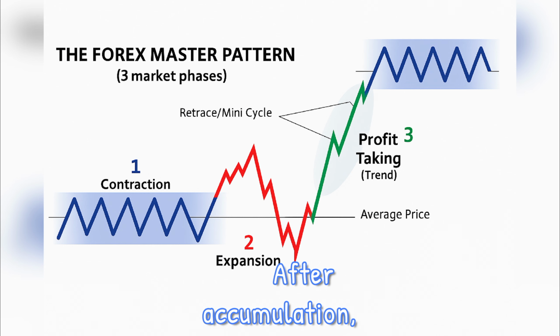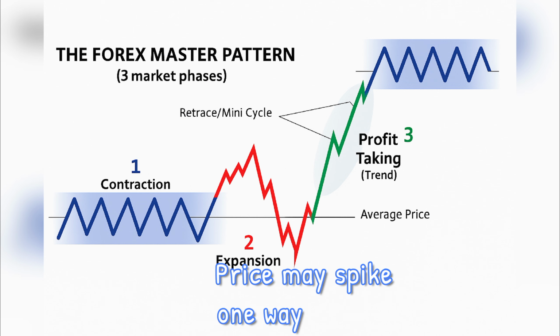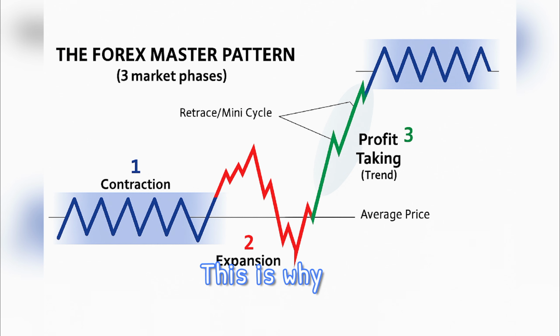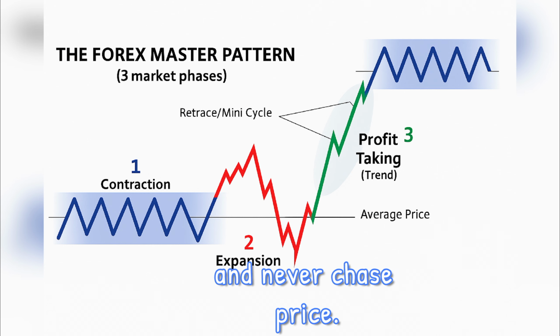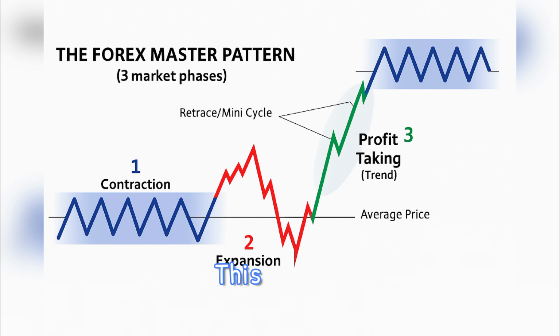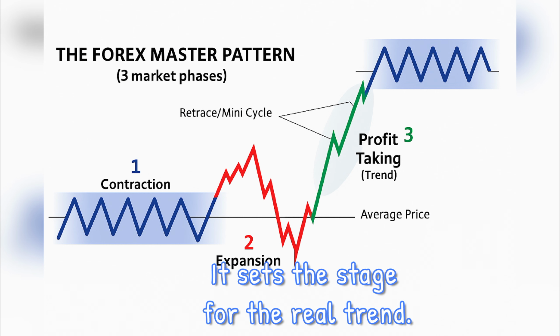After accumulation, now comes manipulation. But here's the trick. Expansion often comes with a false breakout first. Price may spike one way to trap traders, and then go the opposite direction. This is why traders must understand the break of structure and never chase price. Let the move confirm and only then engage. This red, jagged move down after contraction shows the manipulation. Expansion can be violent and quick. It sets the stage for the real trend.